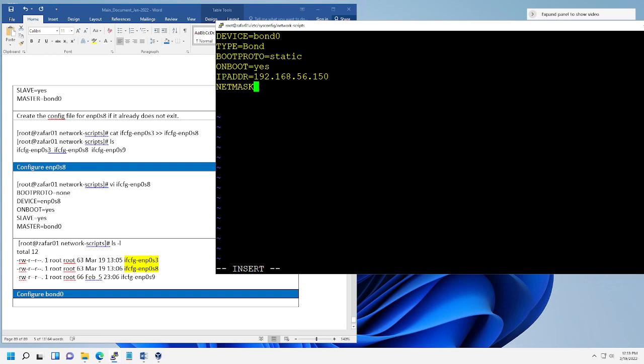What did I tell you about netmask? It will never change. 255.255.255.0. That's 0. Very good. Okay, that's it. So let me save and exit.